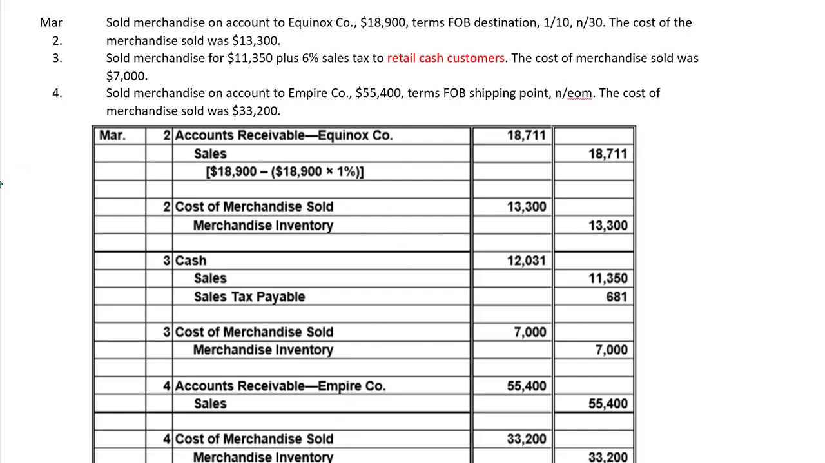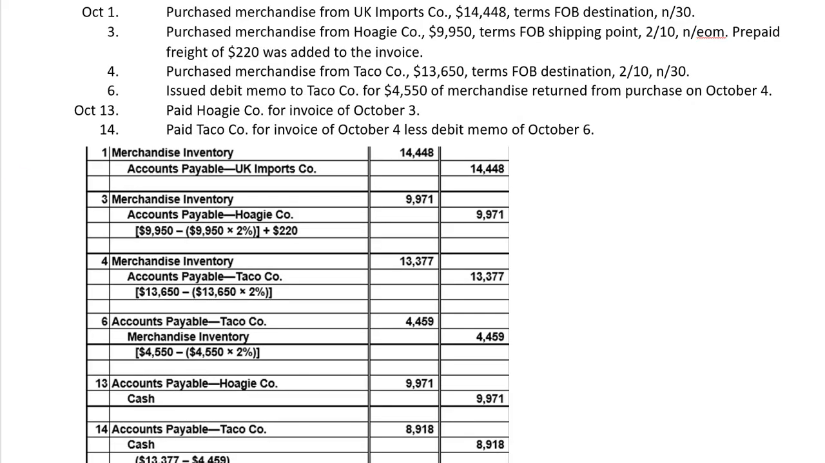Okay. I'm just going to show you this next one. I've got one more page in here with a lot of entries on it. And these are different transactions. This is also in the Pro Copy book. But here we purchase merchandise from UK Imports, 14,448, and the terms are net 30. So there's no discount here. So we increase merchandise inventory, increase accounts payable. Okay, and the next transaction, now let's look at this one.